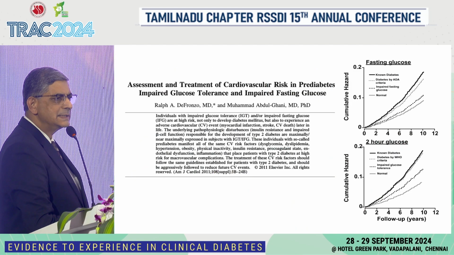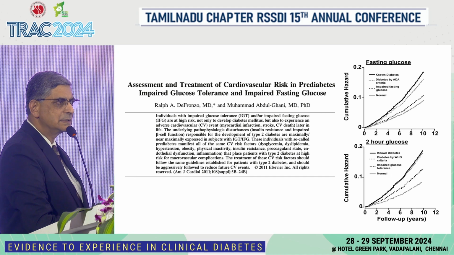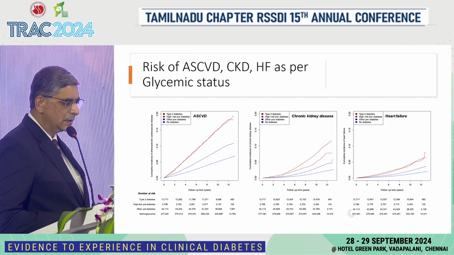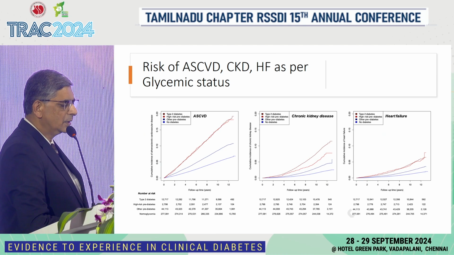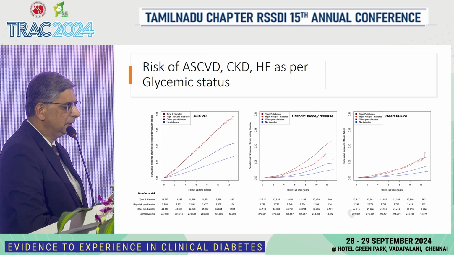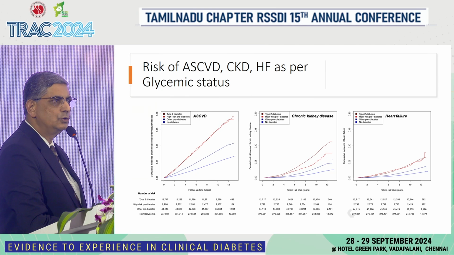And there's also evidence that has been presented by Dr. DiFranzo and his associates, which shows that when you compare patients with prediabetes and diabetes, the incidence of cardiovascular complications is almost similar, or they're almost on the pathway to developing high amounts of cardiovascular disease. Now, this was also very well looked at in this paper, which bifurcated prediabetes into high-risk prediabetes and other prediabetes. And this was based on the entire milieu of risk factors that an individual patient carried.